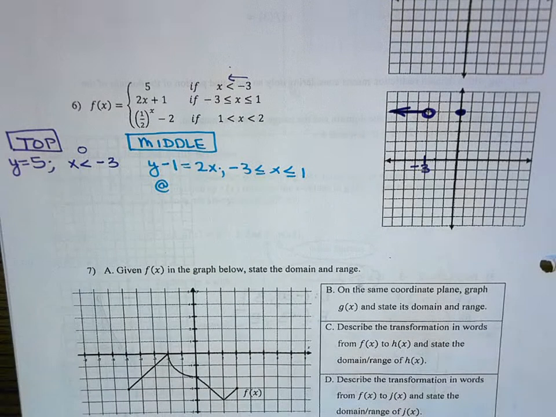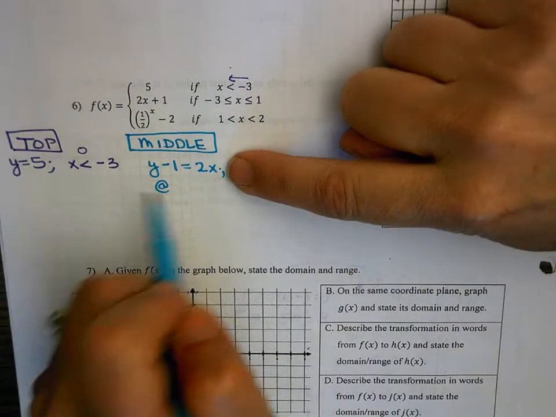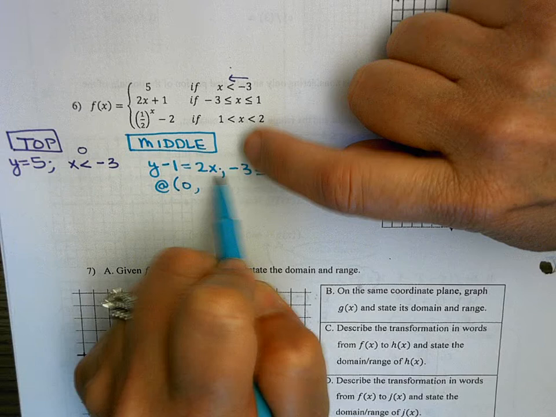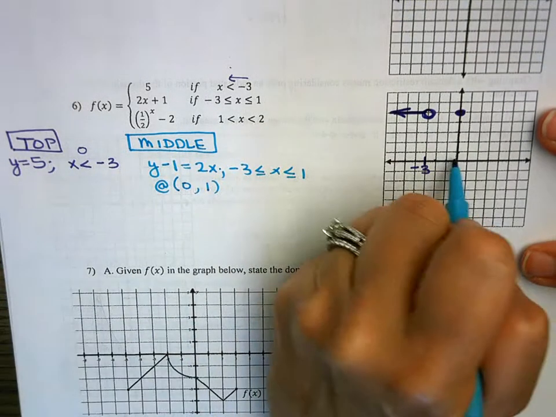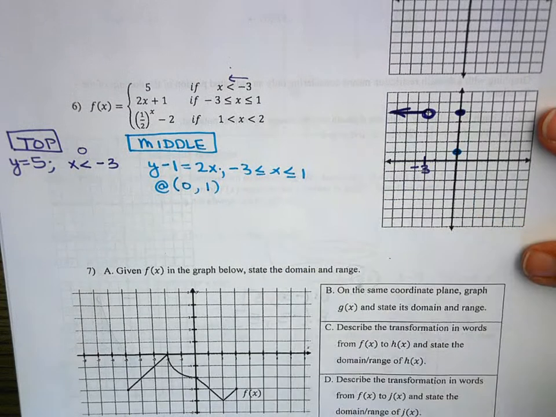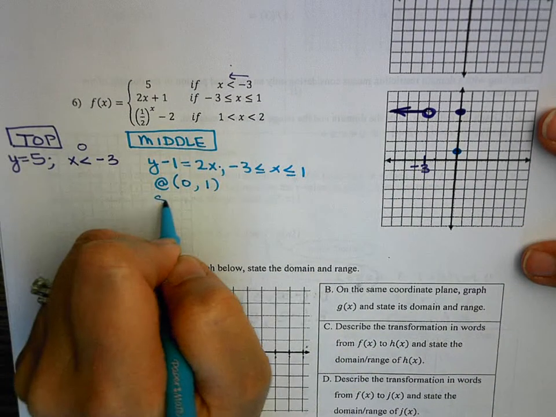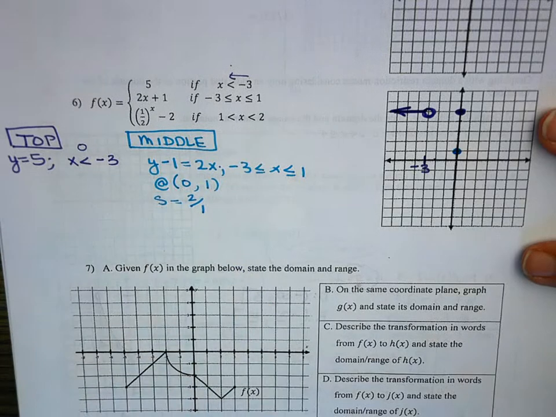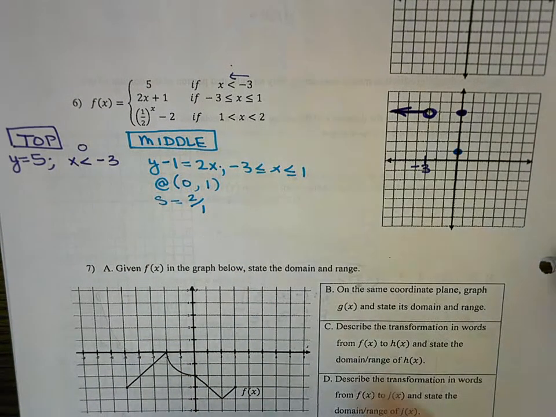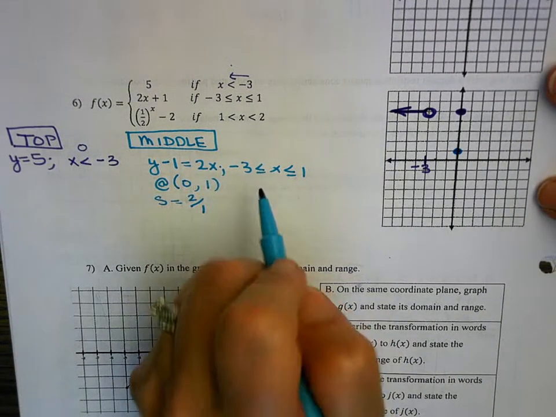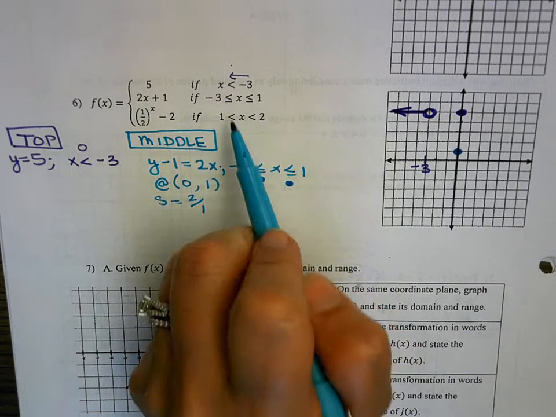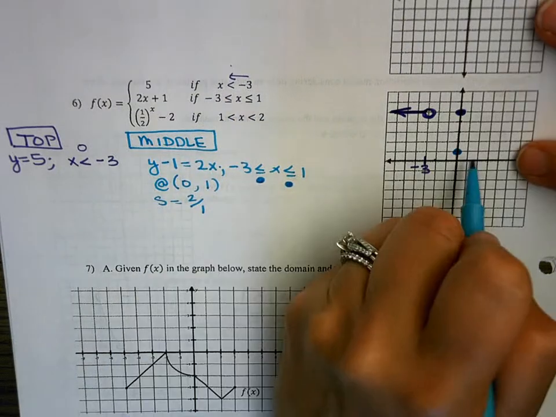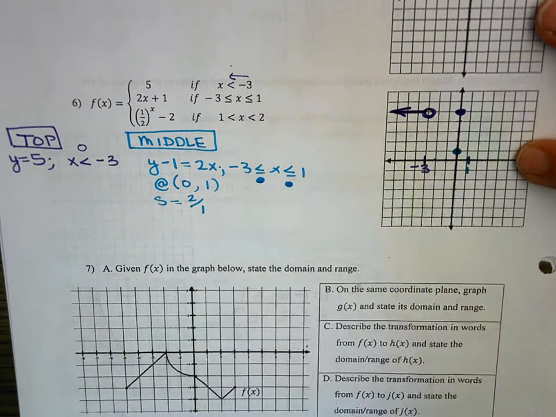So this is a linear graph, so I move the 1 to the other side. So my start will be at 0, because nothing is being added or subtracted to the x, and then comma 1. So over 0, up 1. And then my slope or my stretch is 2. So this is just a straight line. So now again, I'm going to pay attention. So at negative 3, I'm going to have a closed dot. And I'm also going to have a closed dot at 1 because these are both underlined. And then I'm going to mark the 1 over here so I can see where I stop.